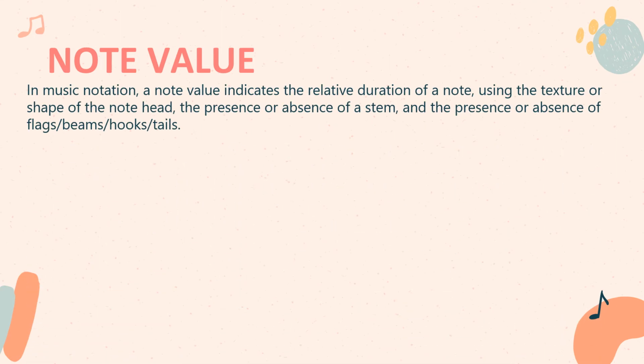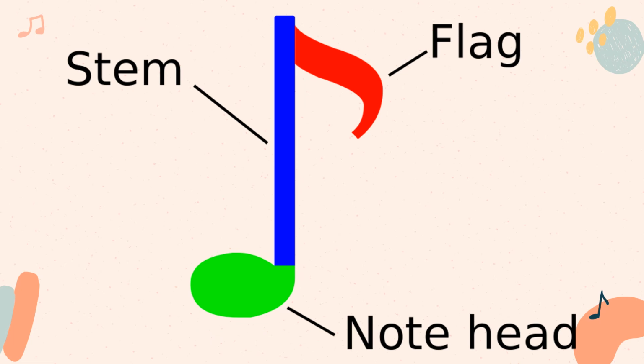Okay, so next, we have the staff, the clef, and the time signature. So now, let us go to the note value. So what is note value? In music notation, a note value indicates the relative duration of a note using the texture or shape of the note head, the presence or absence of a stem, and the presence or absence of flags, beams, hooks, or tails. So notes have parts, not just something written down. So, this is the parts of the notes.